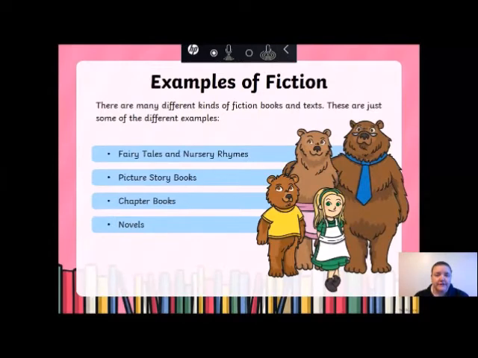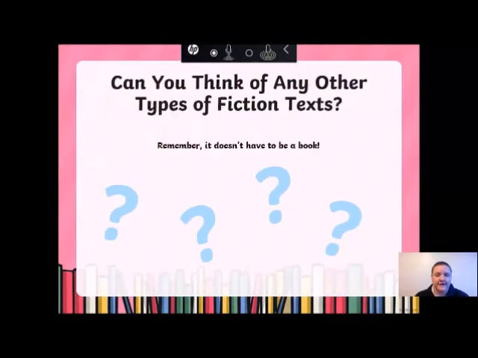Examples of fiction might be fairy tales or nursery rhymes, picture storybooks, chapter books, or novels which are longer stories. Can you think of any other types of fiction texts? Remember, it doesn't necessarily have to be a book. Pause the video to have a think about it. Some examples might include songs, films, or descriptive writing.